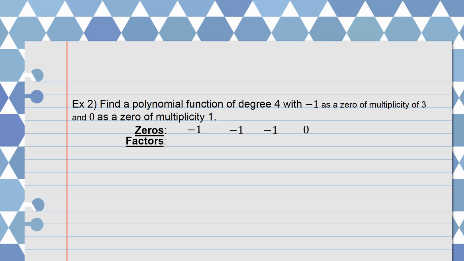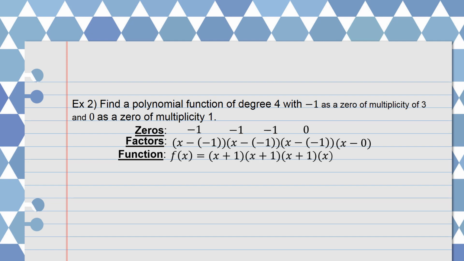Remember, factors are of the form x minus whatever your zero happens to be. So first we have x minus negative 1, x minus negative 1, x minus negative 1, and x minus 0. From here, we need to clean up some of these signs or simplify these. So for our function, instead of x minus negative 1, we can now write that as x plus 1, x plus 1, x plus 1, and then the last one, x minus 0. Well, that's the same thing as x.